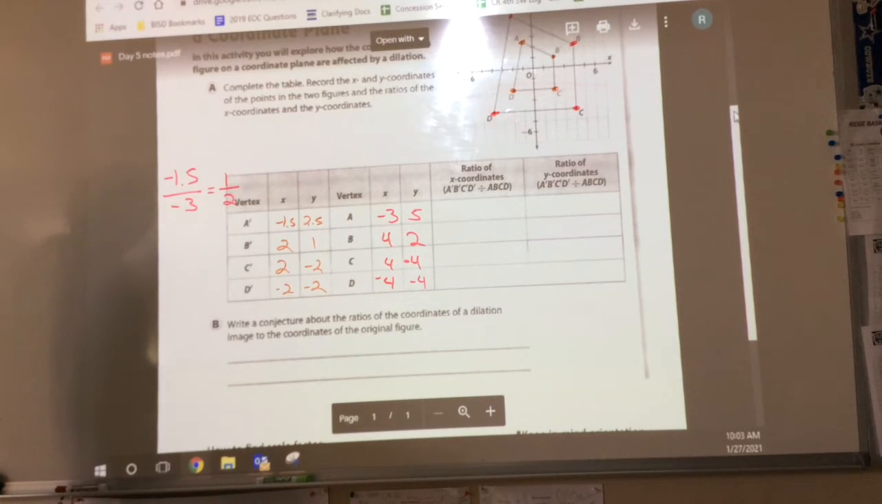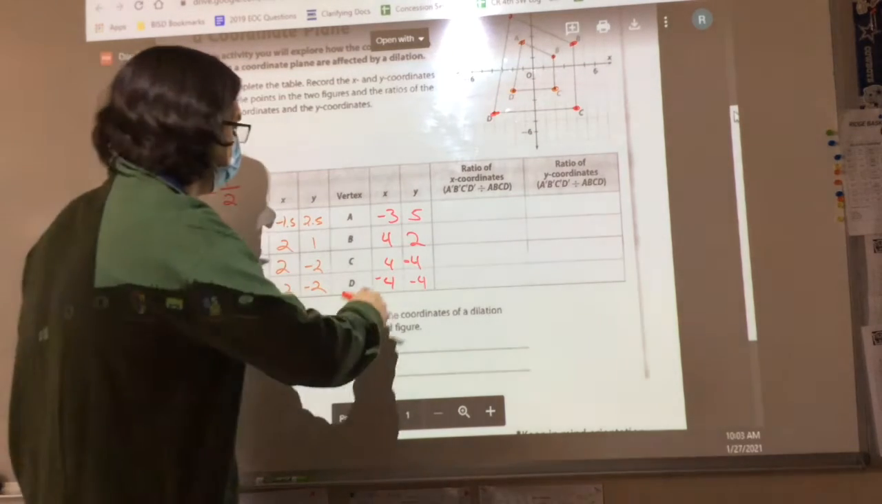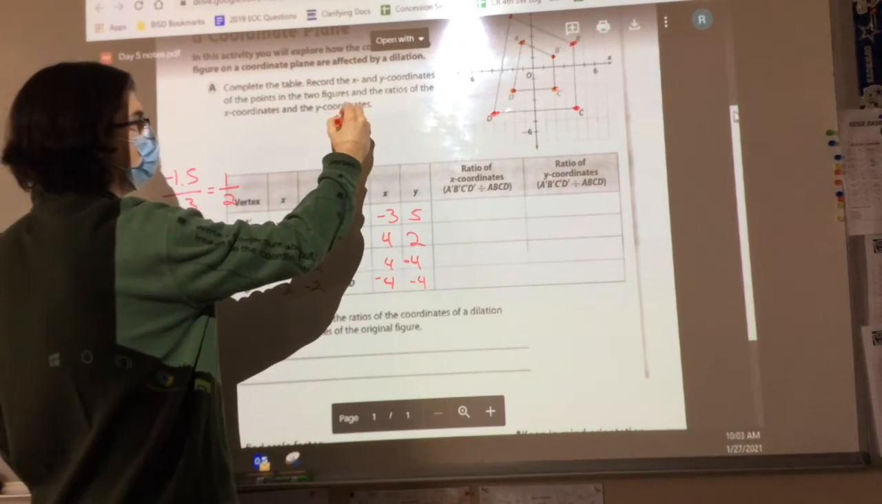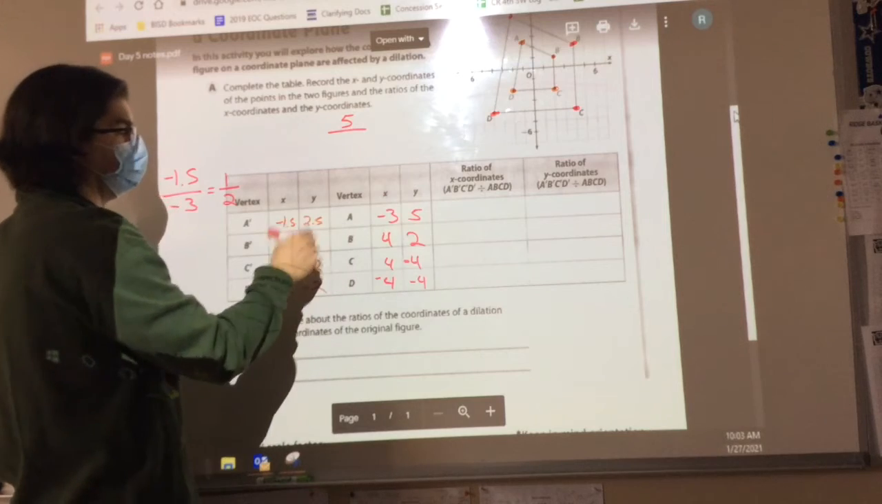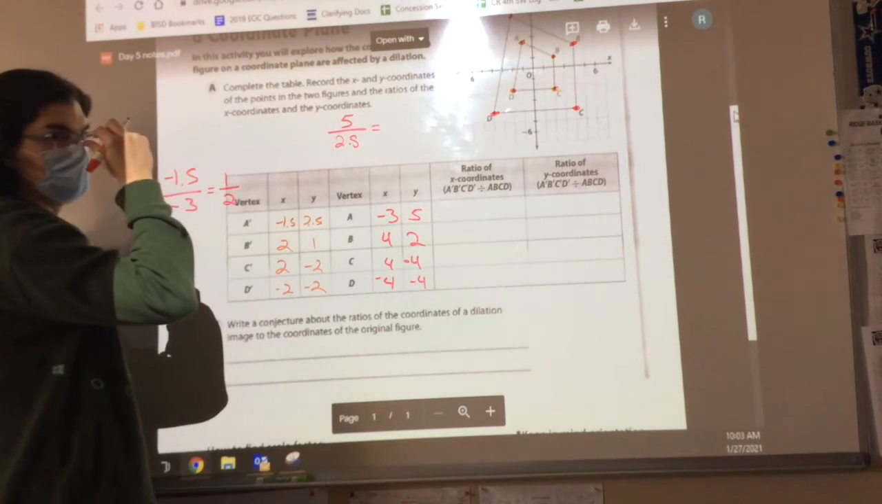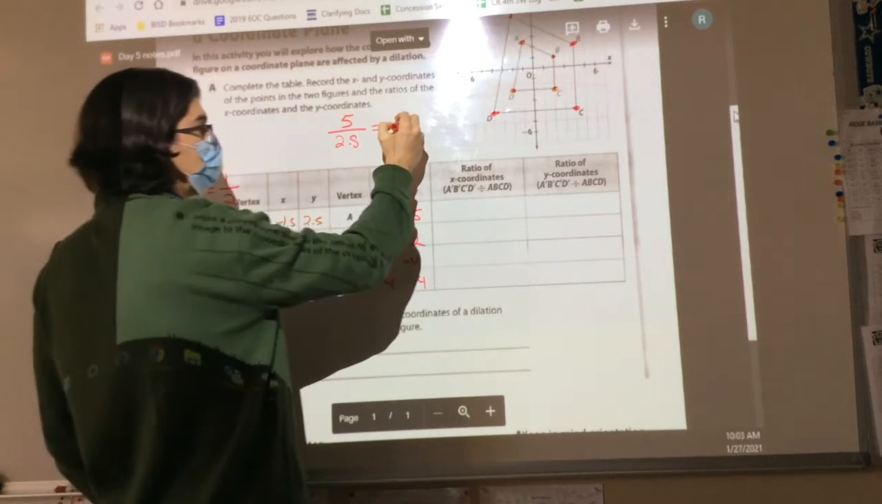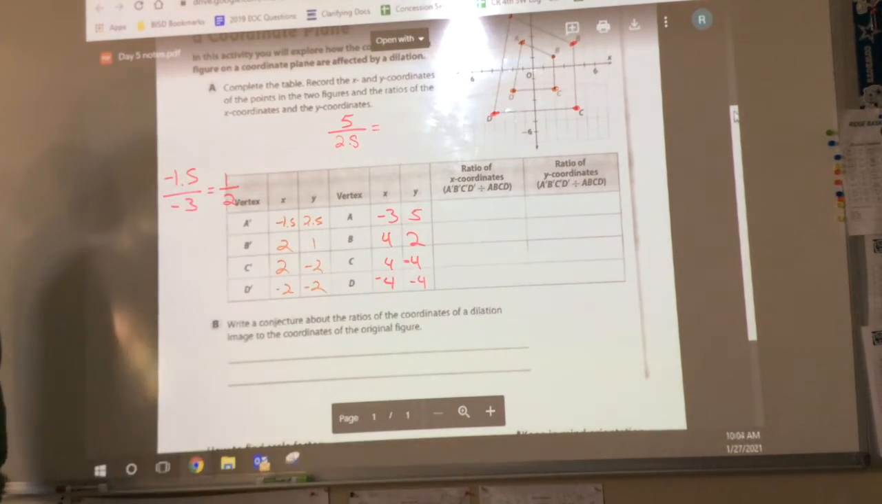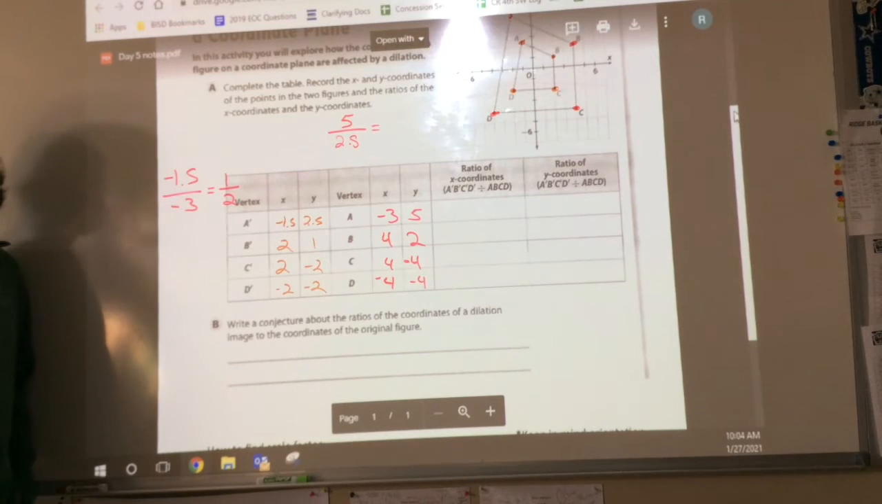Let me prove that to you. Let's take 5 here. We're going to divide it by its corresponding piece, which is 2.5. Well, if you divide 5 by 2.5, what do you get? Sorry, one half. 5 divided by 2.5, yep.